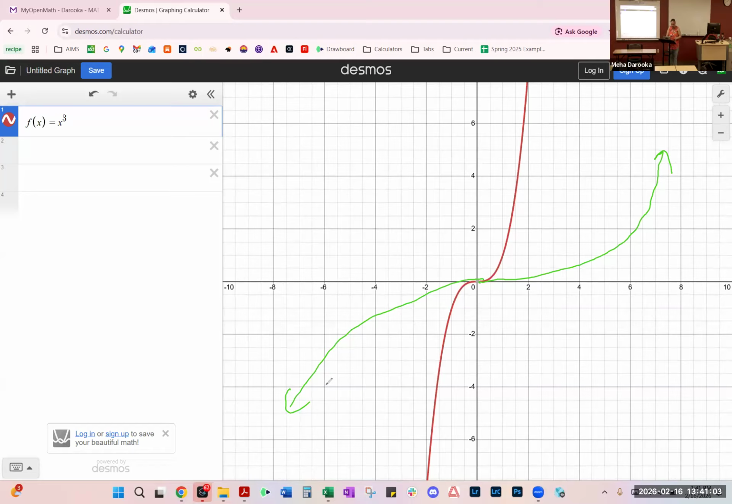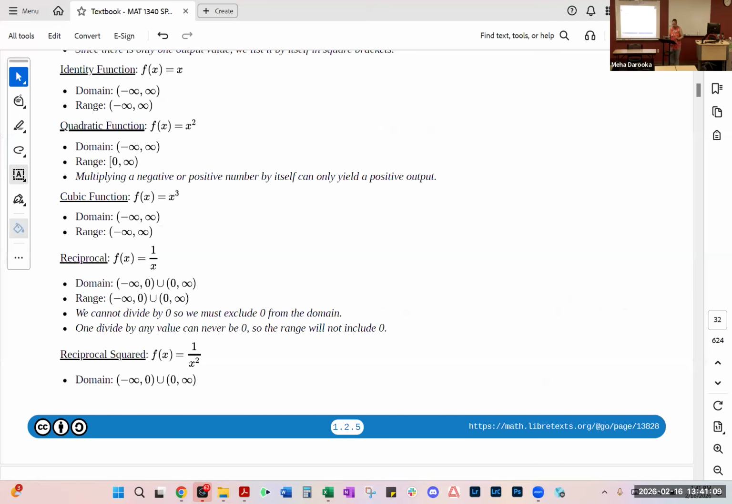So for a cubed function, you are looking at domain and range of all real numbers. Again, for the cubed function, it's negative to positive infinity for both domain and range. So that's your third degree cubic function.